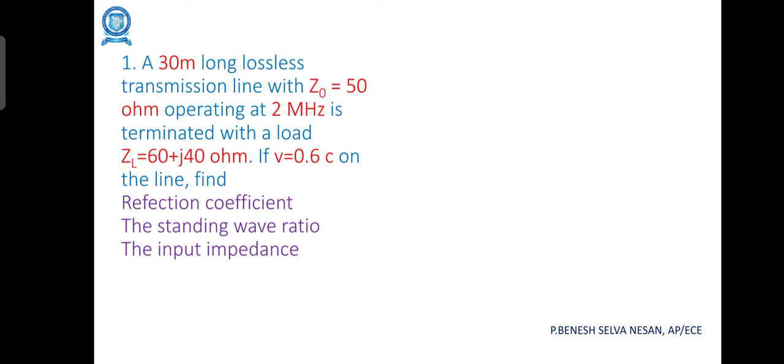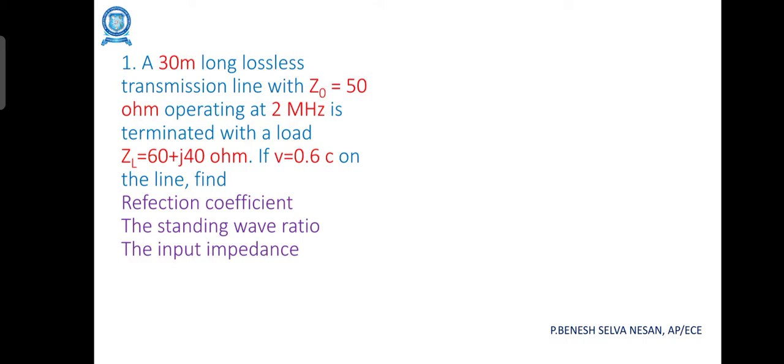Find the reflection coefficient, standing wave ratio and the input impedance. These are the values we have to find out. This is a very simple, basic problem. So we are going to solve it. Now we are going to find out how to solve this problem.